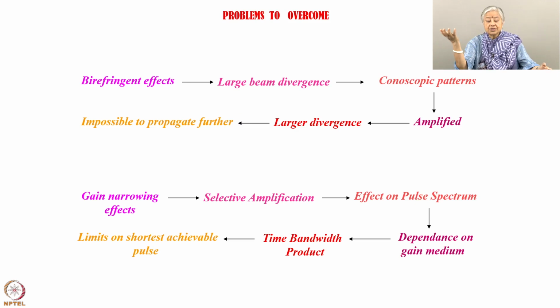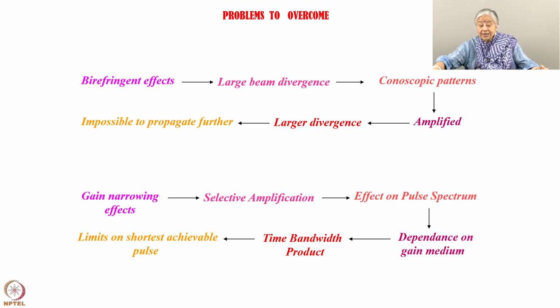And you do not even have a decent looking beam outside. By decent looking, I mean a Gaussian shaped spatial profile, okay, which is the ideal profile for focusing the beam onto a small spot size.